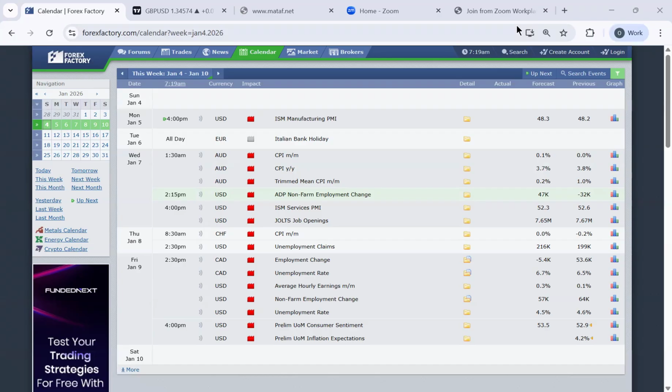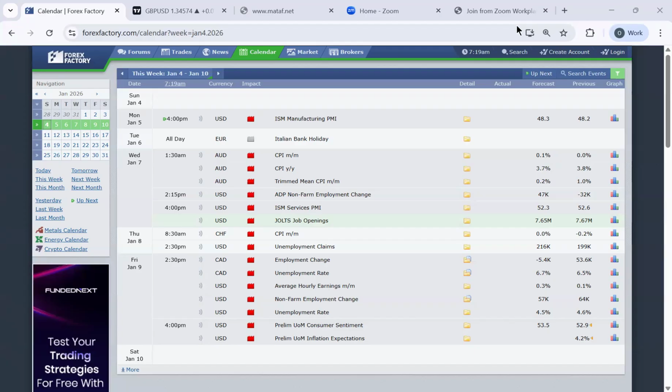Most of the fundamentals coming up this week will be on Wednesday and Friday, because we have high impact news covering AUD and US dollar: CPI, and the ADP non-farm employment change on AUD and US dollar on Wednesday. On Thursday, we have the CHF and the USD. And on Friday, we have the Canadian dollar and US dollar as well. So the US dollar is highly volatile this week, and we're going to experience AUD and Canadian dollar being volatile too. So let's be careful and let's see how we trade that.